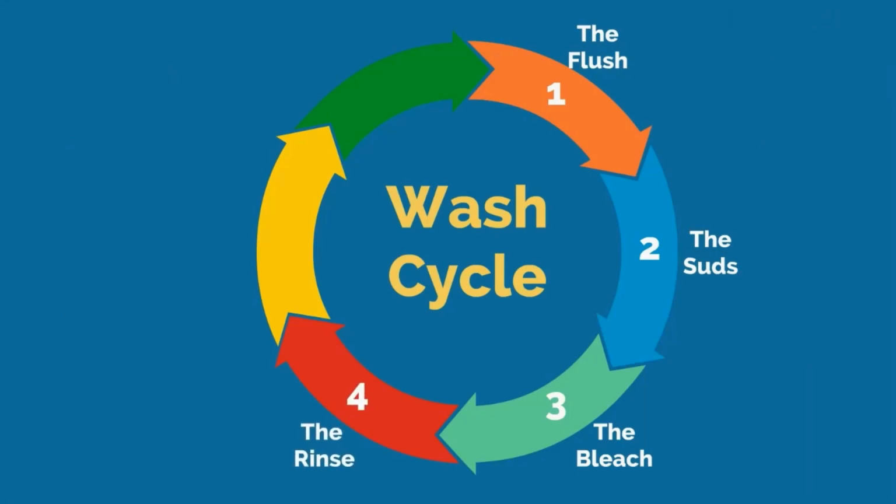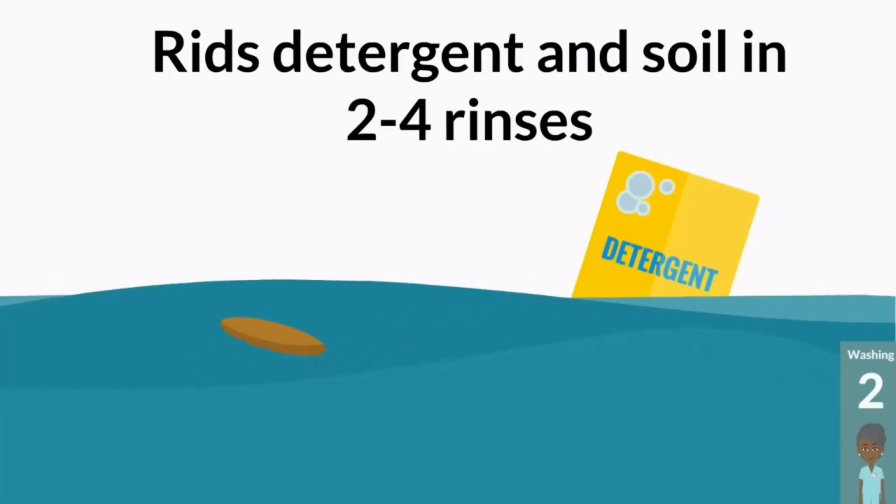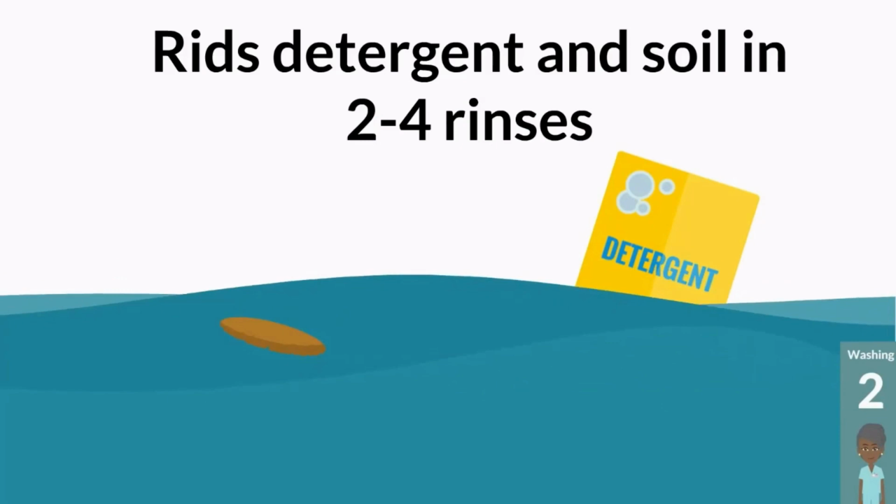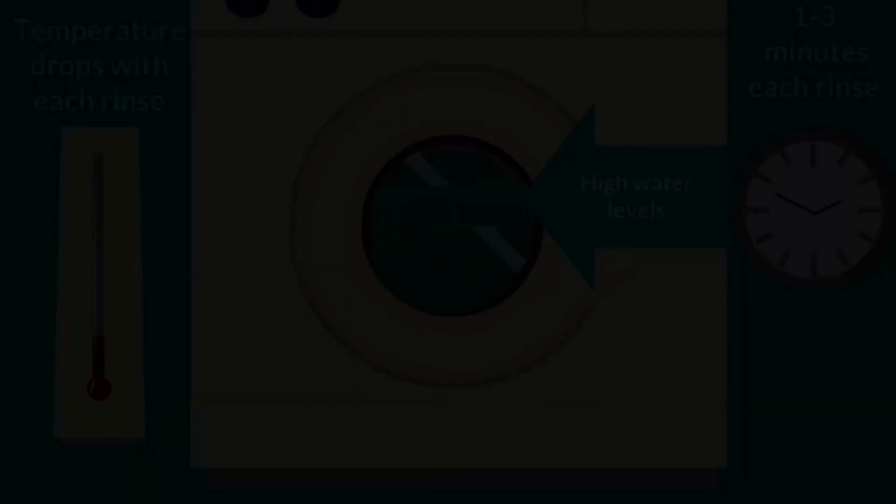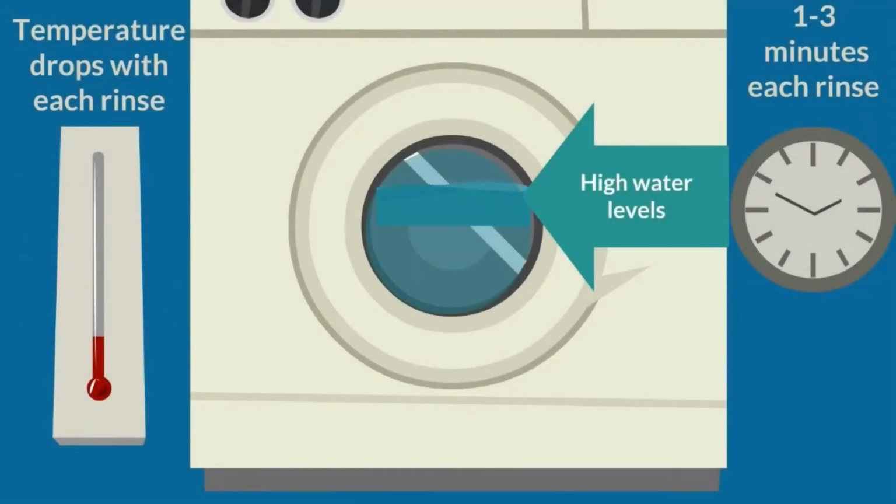The fourth step is the rinse. Rinsing rids the items of detergent and soil in 2 to 4 rinse steps, with high water levels at water temperatures dropping with each rinse, lasting 1 to 3 minutes each.